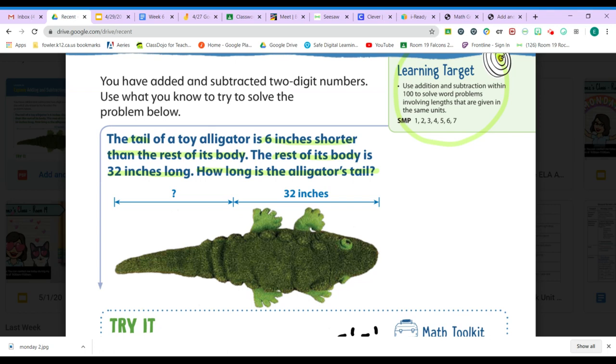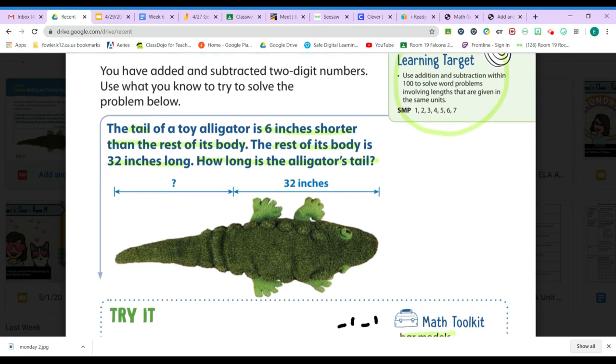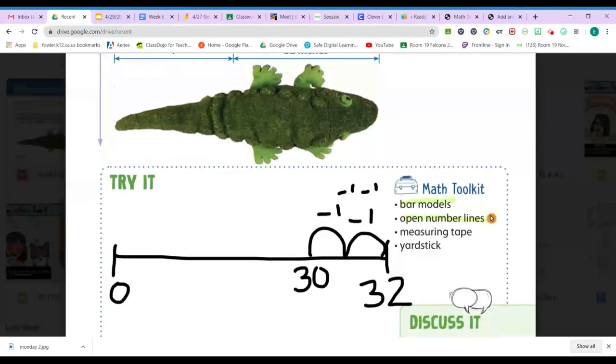Let's see what the question is asking. How long is the alligator's tail? Well, if they want to know, I have my whole. Here's my whole, my alligator, and I have two parts, right? They cut the alligator into two parts. So I have one part, I'm missing another part. I'm missing some inches. I want to know how long the alligator's tail is. I want to know the alligator's tail. So I came down here.